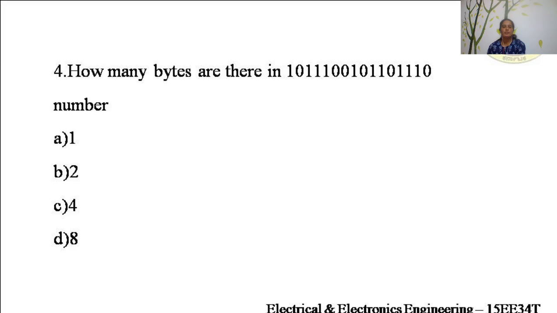Fourth question. How many bytes are there in 10111001 0110111 number? Option A 1, B 2, C 4, D 8. You have to convert the data into bytes. So what is the answer? B, 2 bytes, because the binary data given is 16 bits.